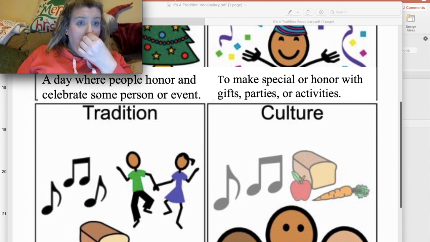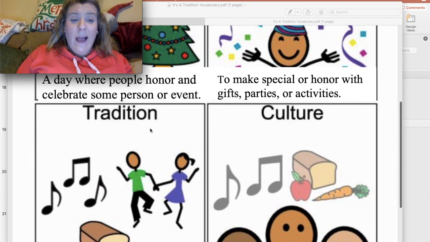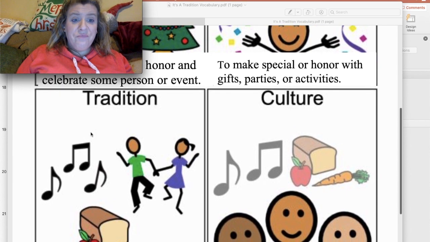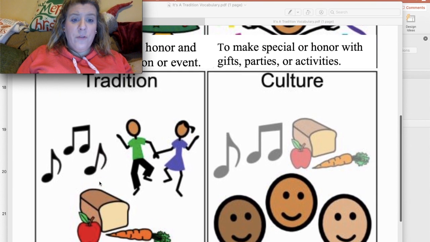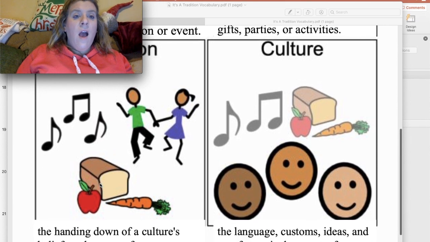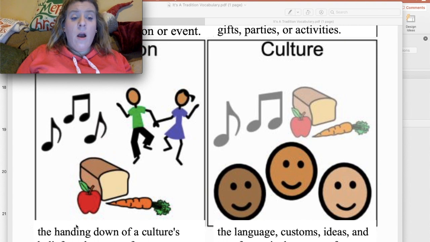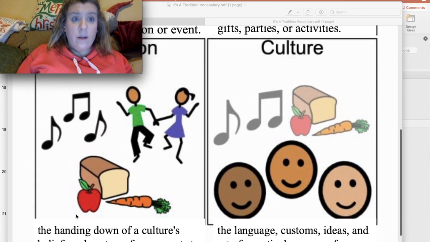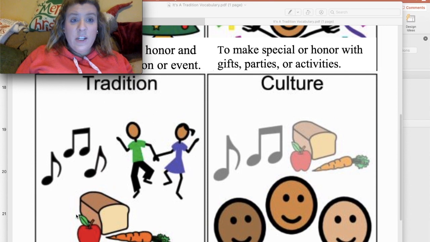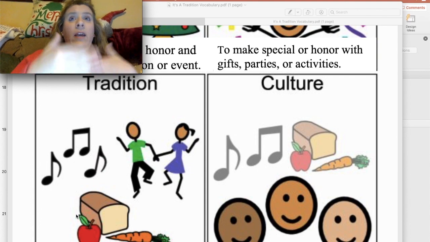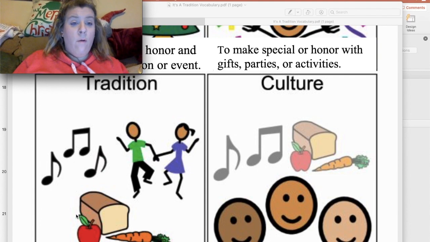Our next word that we're going to be reading about a lot, and we talk about a lot, is the word tradition. Okay, and this is our symbol for tradition because, again, people have different traditions. Traditions are the handing down of a culture's beliefs and customs from parents to children over the years. So basically, a tradition is something that your family does and that you keep going. You keep doing it over and over again.